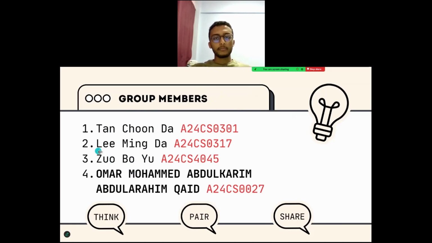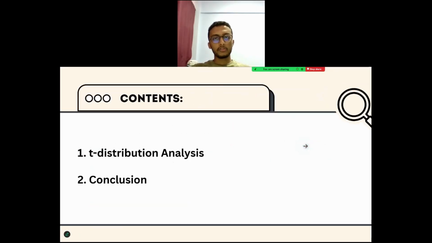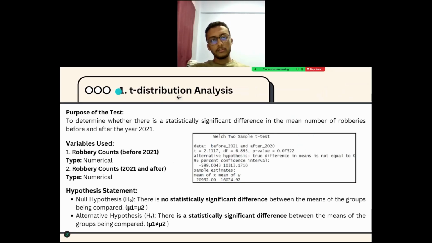Our project focused on the statistical analysis of robbery trends in the United States between the years 2020 and 2023. The contents of my part of the presentation are the T-distribution analysis and the conclusion of the project. So let's start with the T-distribution analysis.